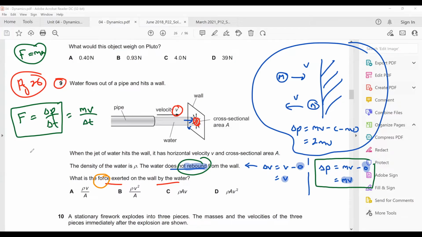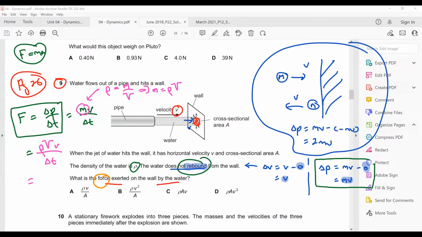Now after that, notice that it doesn't have the expression that you have here. Instead, you have some expression that has density inside. So what you have to do is change one of the terms so that it has density. The easiest thing to do would be to change the mass, because you know that density is mass over volume, such that mass equals density times volume. So now we have density, volume times v divided by delta t.